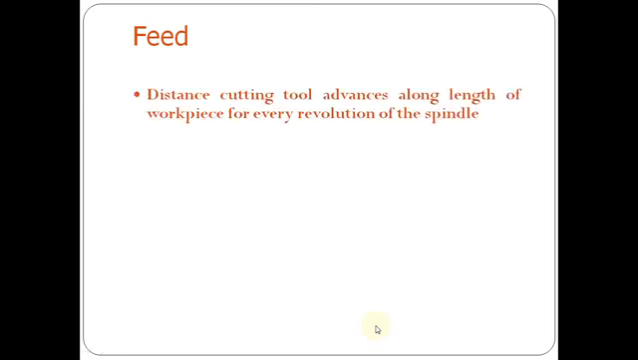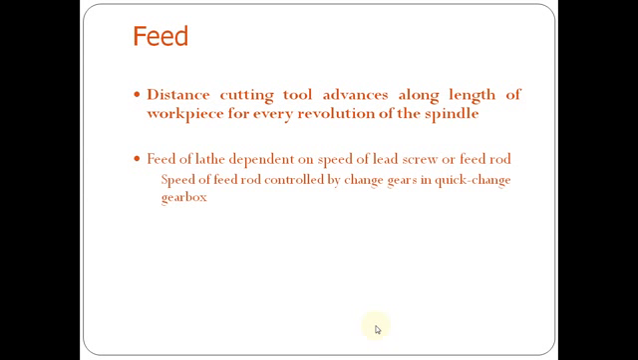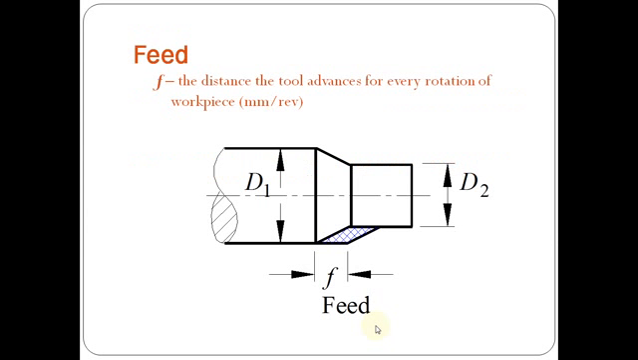The next component is the feed, the distance the cutting tool advances along the length of the workpiece for every revolution of the spindle. The feed of the lathe depends on the speed of the lead screw or the feed screw, and the speed of the feed rod, controlled by changing the gears in the quick change gearbox available in the machine tool.